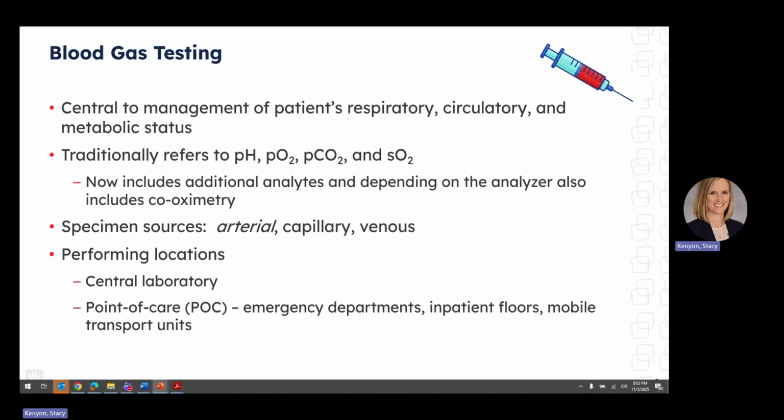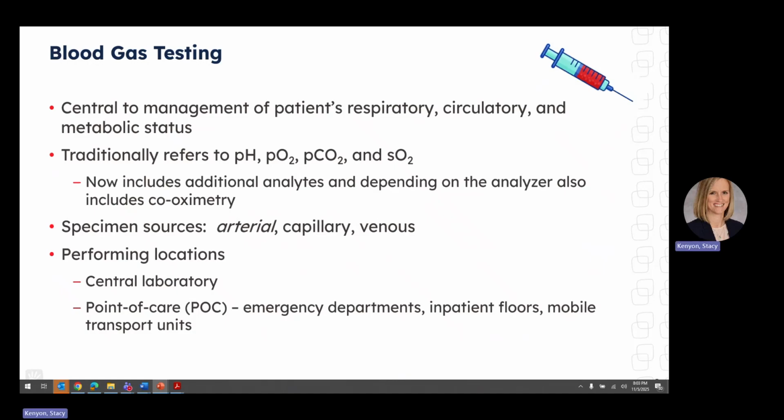So blood gas testing is used in the evaluation of a patient's respiratory, circulatory, and metabolic status. While it can be used to monitor patients in routine care situations, it is more often used in acute and critical situations that require immediate clinical decision-making and interventions. So it's extremely important that we have reliable results.